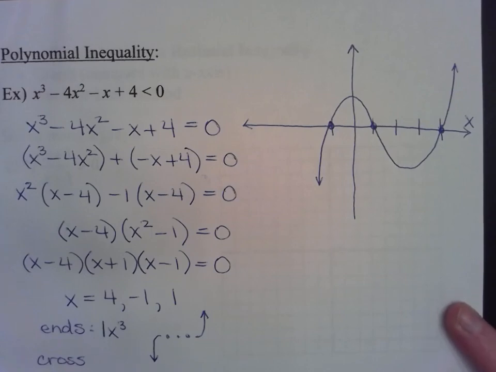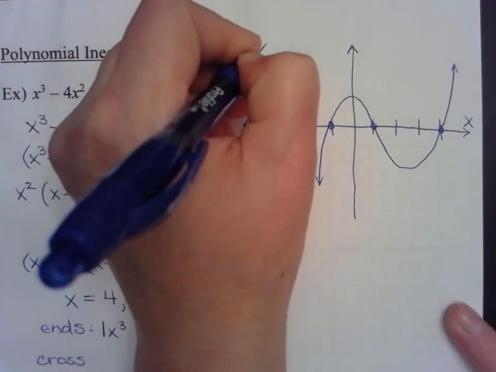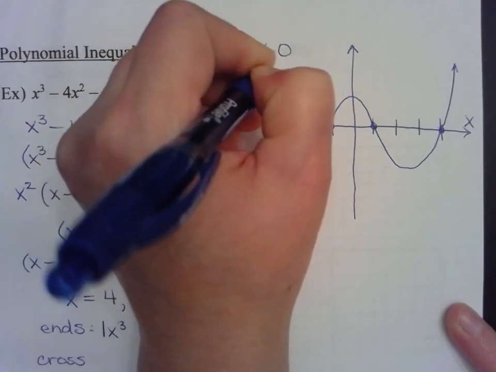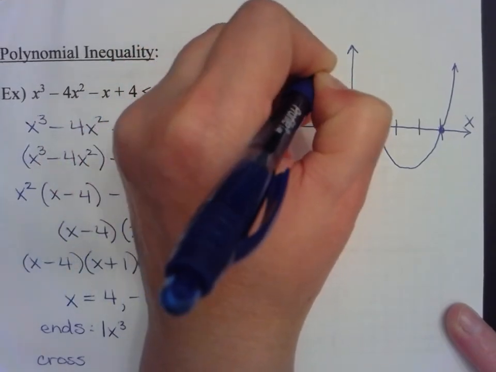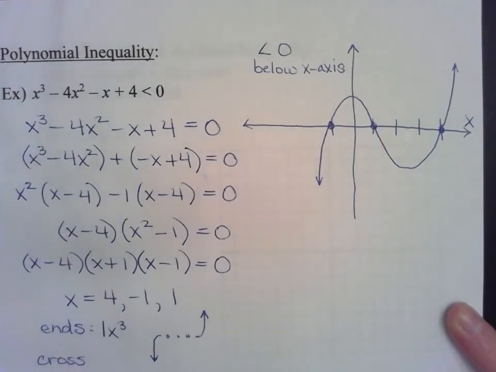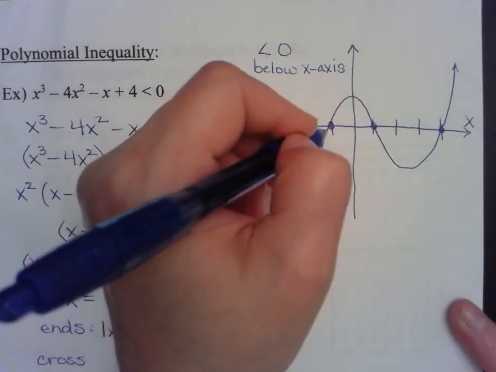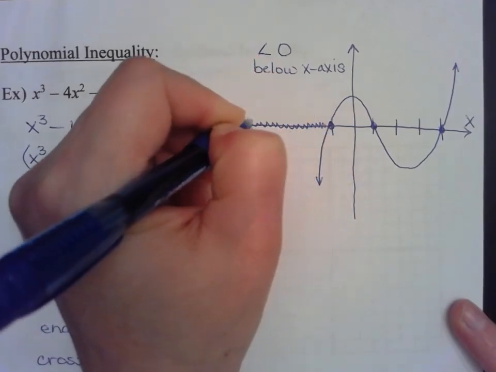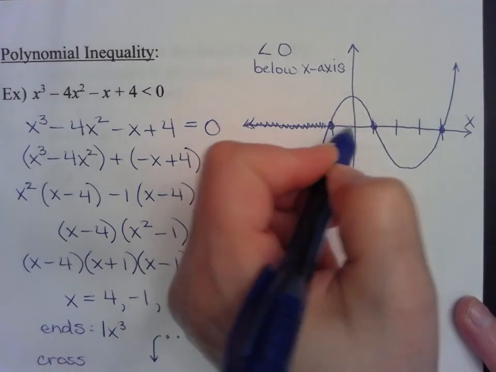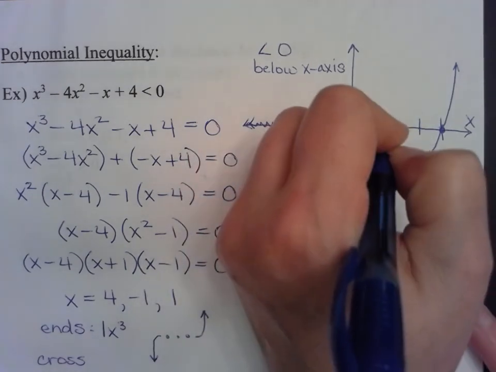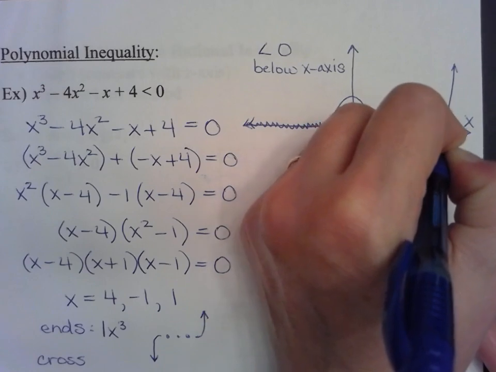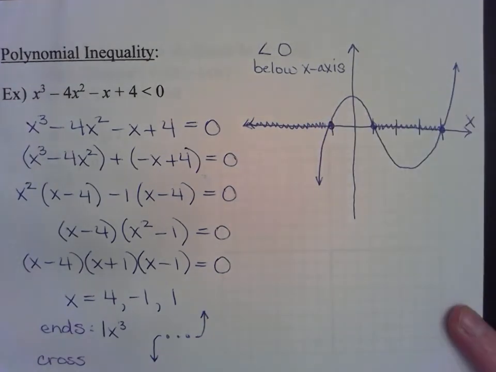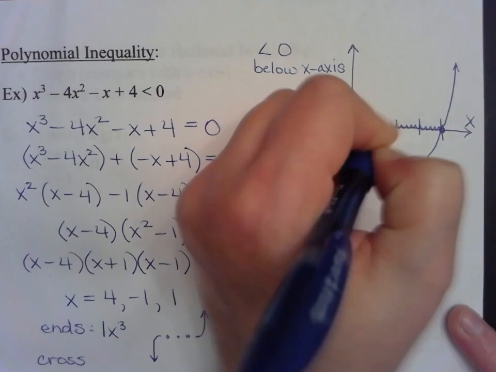Okay, are we looking for parts of this graph that are above the x-axis or below? It's less than 0, so we're looking for below the x-axis. So this left-hand end is below. This is above, so we're going to skip that. And then this is below right here. So we have two regions. I didn't label these, but we can do that.